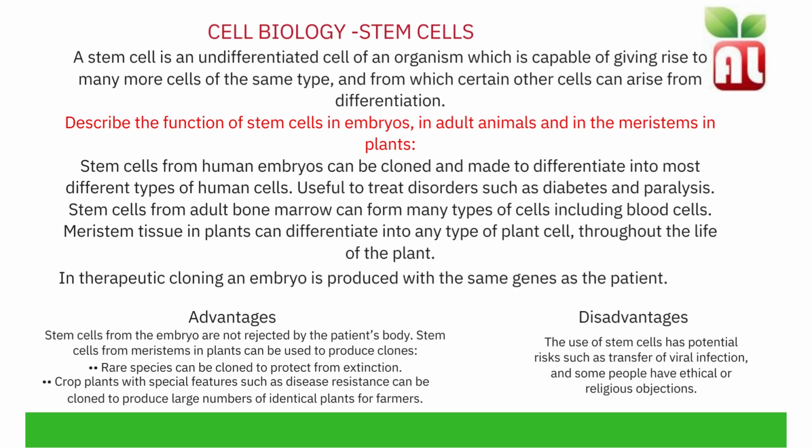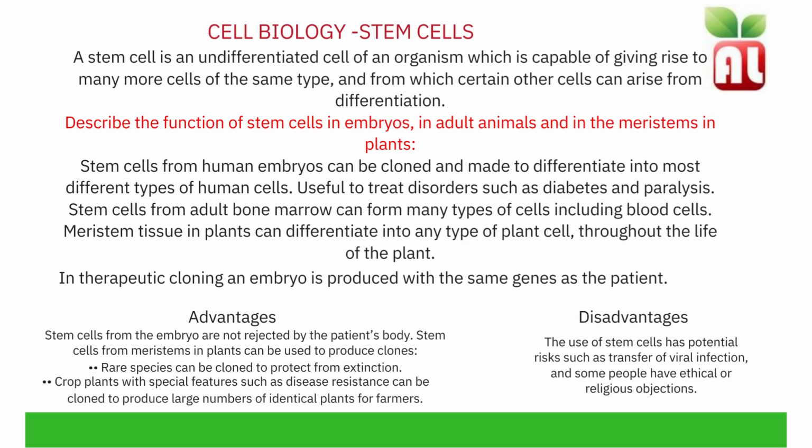Stem cells. A stem cell is an undifferentiated cell of an organism which is capable of giving rise to many more cells of the same type, and from which certain other cells can arise from differentiation. Describe the function of stem cells in embryos, in adult animals, and in the meristem tissue of plants. Stem cells from human embryos can be cloned and made to differentiate into most different types of human cells. This is useful to treat disorders such as diabetes and paralysis.